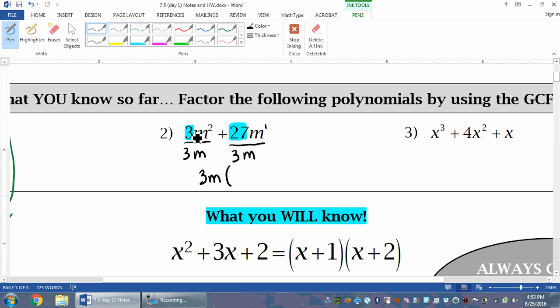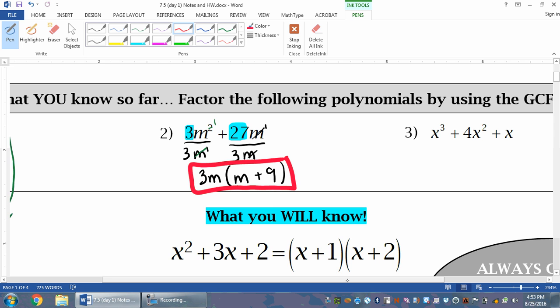Now we divide. 3 divided by 3 is 1. M squared divided by m is m, because the numerator wins by 1 because we subtract that. And then 27 divided by 3, positive 9. There's a tie with the m's.